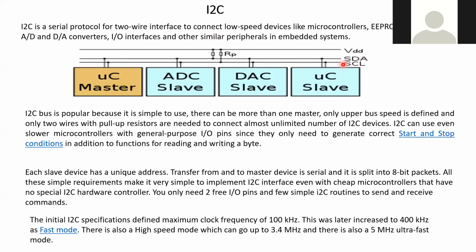Okay, SDA, serial data line, and SCL, serial clock line. And what is this RP? Pull-up resistor, which is connected to the VDD. One master and 3 slave devices are there. Same thing only, they are saying fast mode, slow mode, and high speed mode and all.